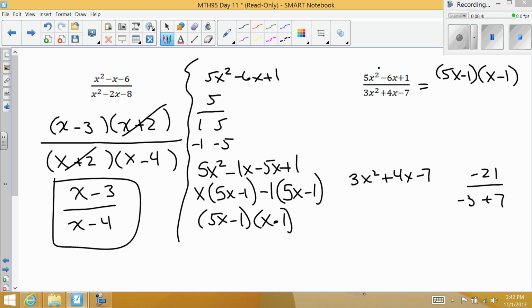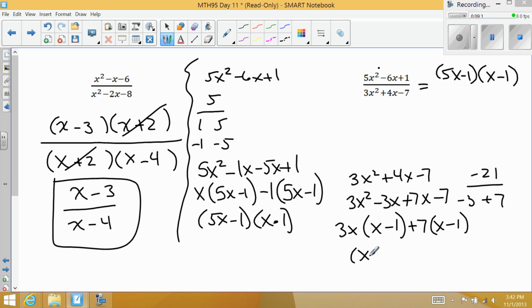So expanding, I've got 3x squared, subtract 3x, plus 7x, subtract 7. Taking a 3x out of the first pair leaves me with x subtract 1. Taking a 7, a positive 7 out of the second pair also gives me an x subtract 1. So this is going to factor to x subtract 1 times 3x plus 7.